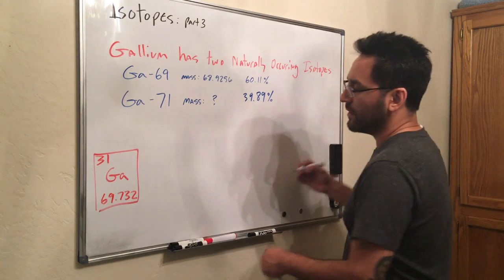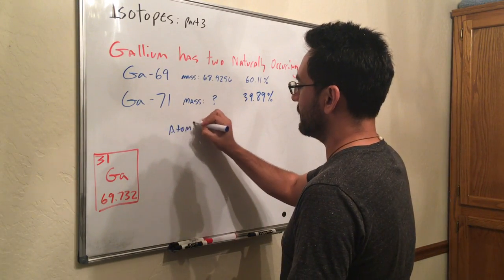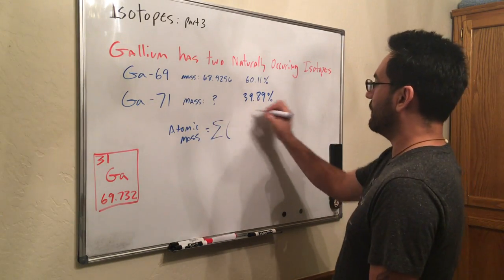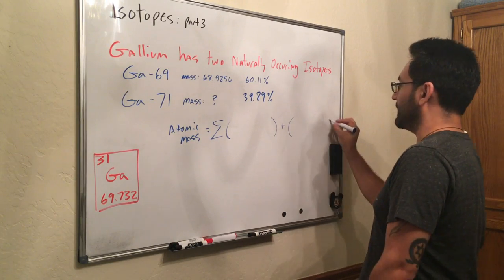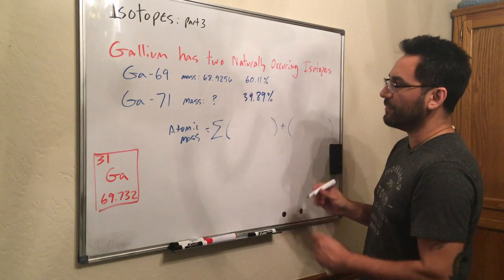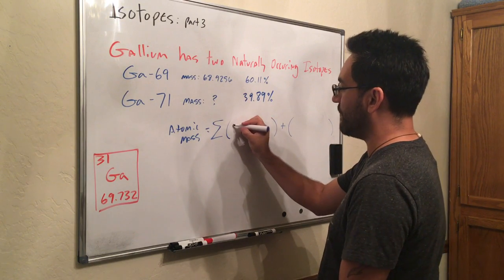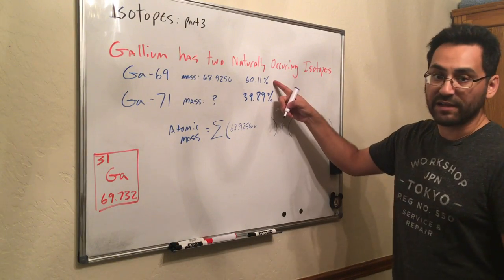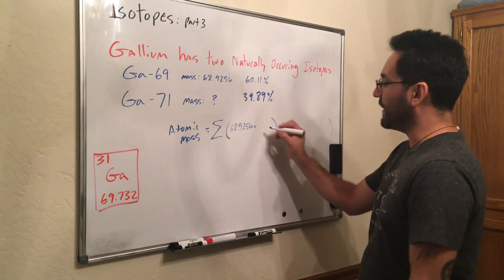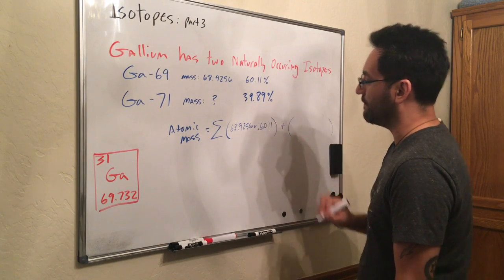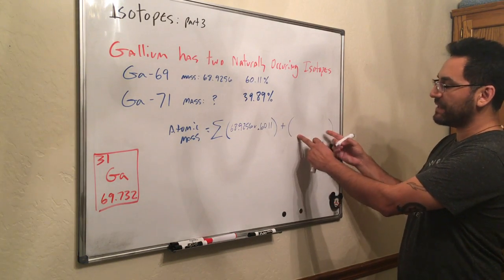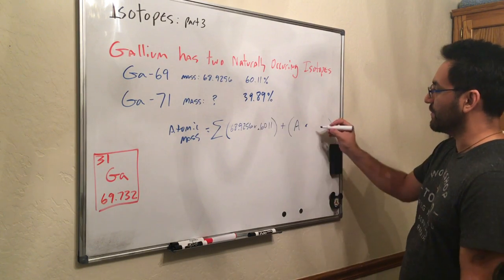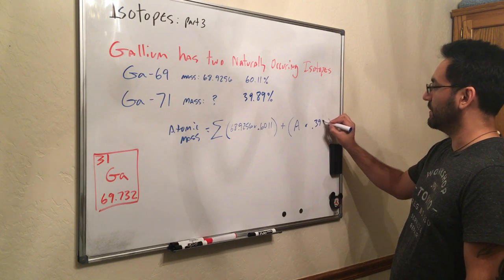Now remember, our equation looked like this. It was the atomic mass equal to the sum of the first isotope plus the second isotope. And in here we had the isotope mass, 68.9256, times the percent abundance, but the decimal percent, so 0.6011. Now over here we're going to have the same thing, except we have an unknown, A, times our decimal percent, 0.3989.